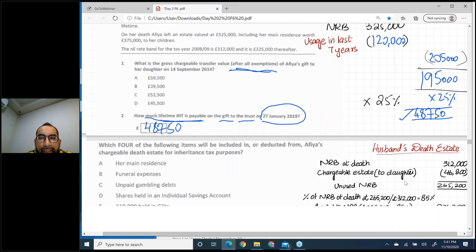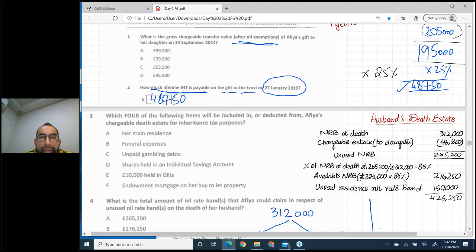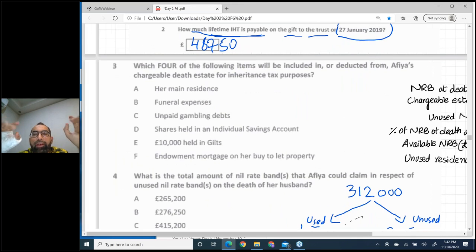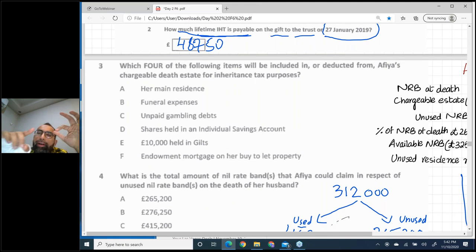Now, this is a general question. Question number 3, general question. Which 4 of the following items will be included in or deducted from the estate? In short, it means it's relevant to the death estate. Which 4 of the following items is relevant to the death estate?